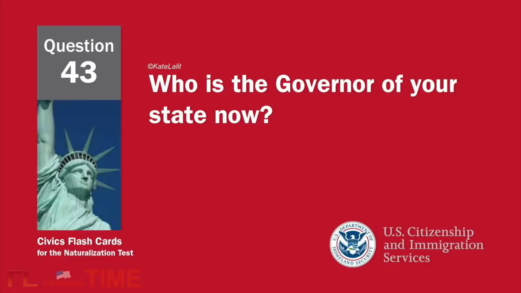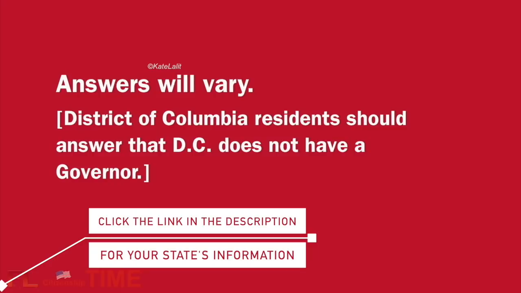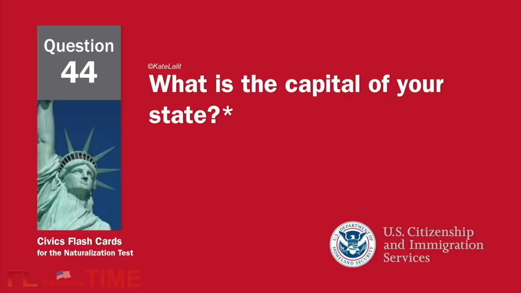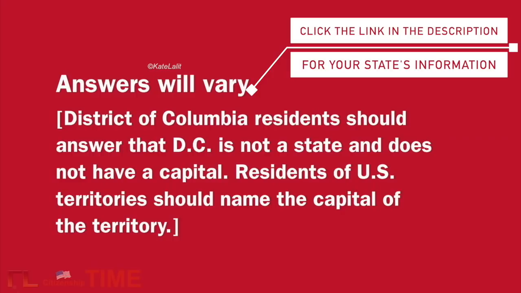Who is the governor of your state now? Answers will vary. District of Columbia residents should answer that DC does not have a governor. Click the link in the description to get the info about your state's capital, governor, senators, and representatives. What is the capital of your state? Answers will vary. District of Columbia residents should answer that DC is not a state and does not have a capital. Residents of U.S. territories should name the capital of the territory.